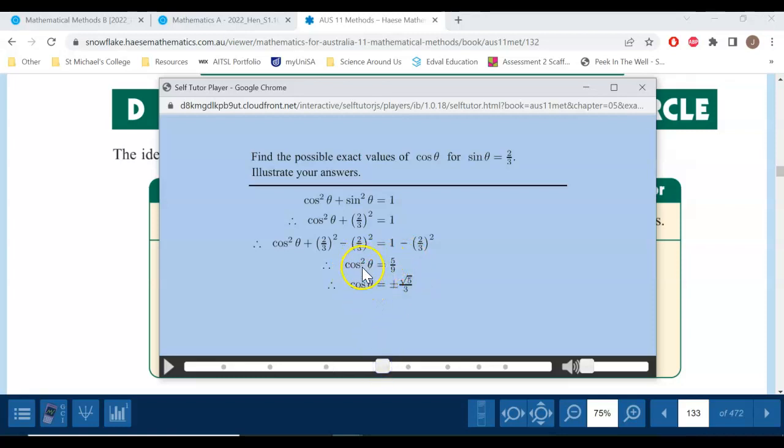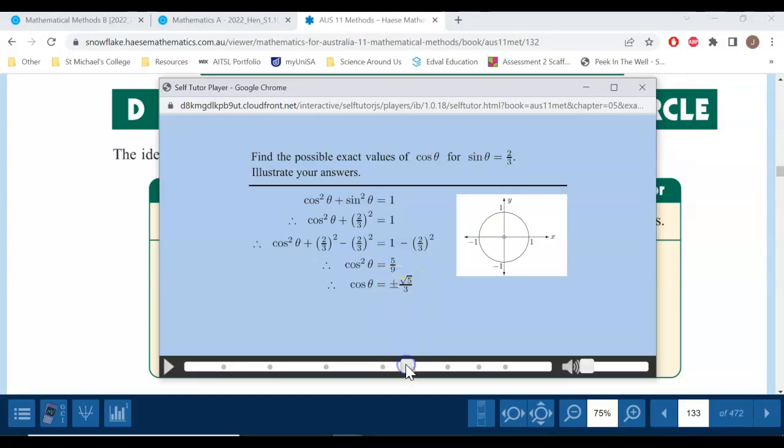Then I'm not interested in cos squared theta, I'm interested in cos theta. So if I take the square root of both sides, and remember they want an exact form, if I take the square root of top and bottom, then I'll get the square root of 5 over 3. And notice that it's plus or minus.